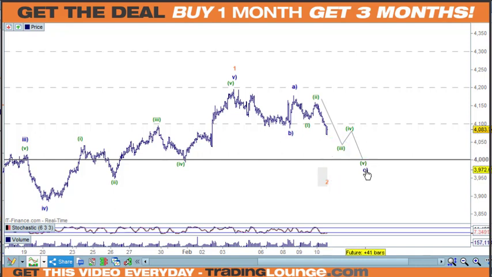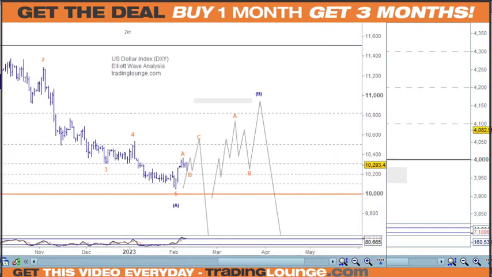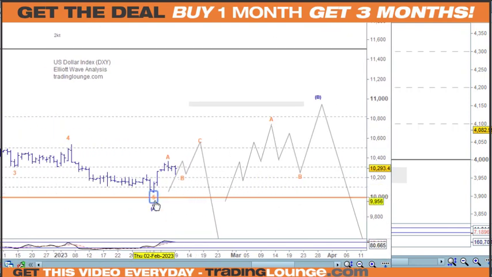This would be the 50-60% retracement level area here, roughly anyway. I have to recheck all of that, but this move down through here is not finished yet. So it depends how long wave 4 takes here. So just going back to the US dollar again, this move here took 1 day, 2 days, 3, 4, 5 days.